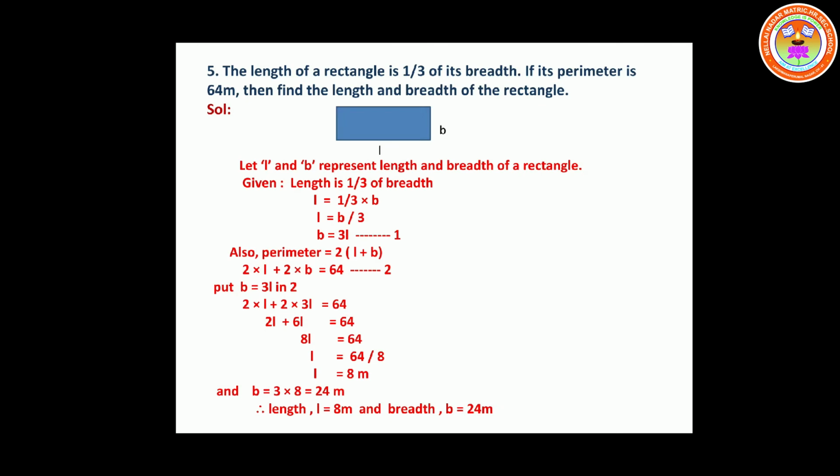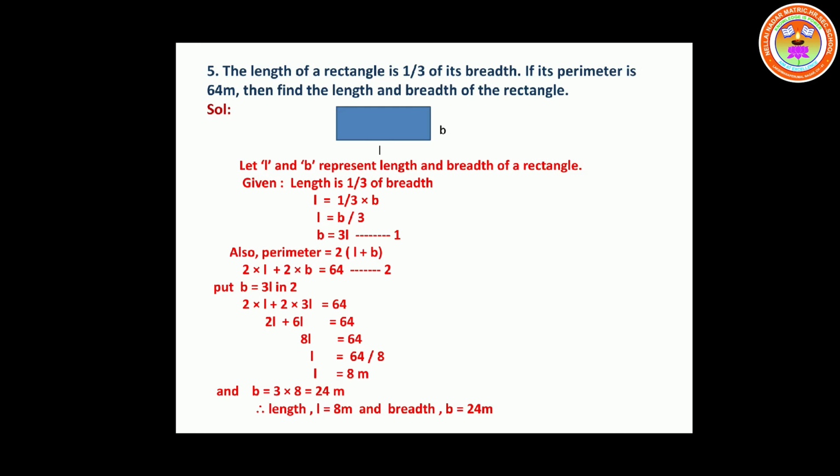Now in the second equation, I am going to substitute the first equation, that is the value of B. Where there is B, I am going to substitute 3L. So the equation becomes 2 into L plus 2 into 3L, that is equal to 64. Now 2L plus 6L, 2 plus 6 is 8, so 8L is equal to 64. L is equal to 64 divided by 8. Therefore L is equal to 8 meters.